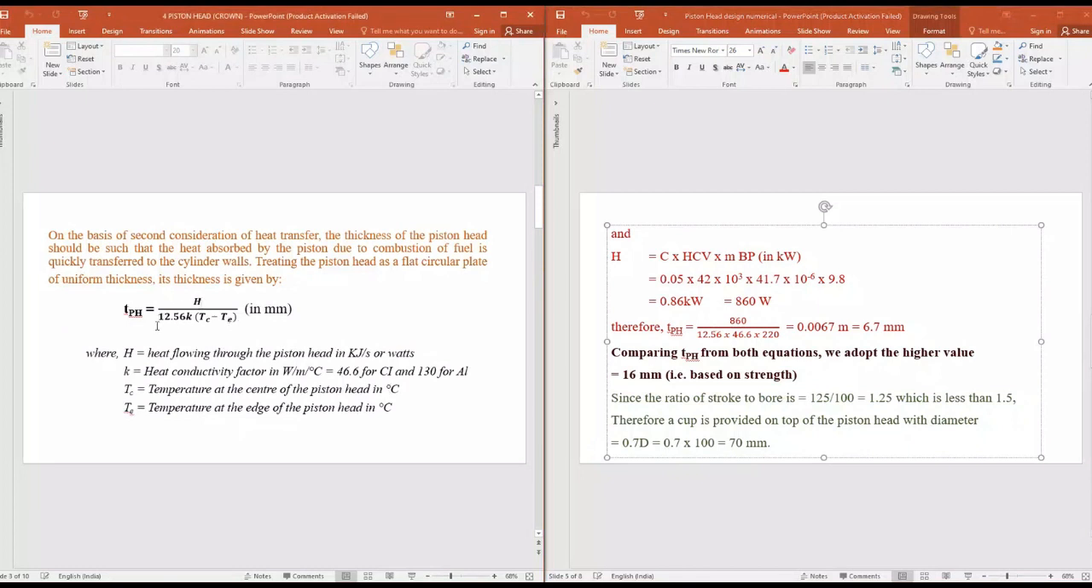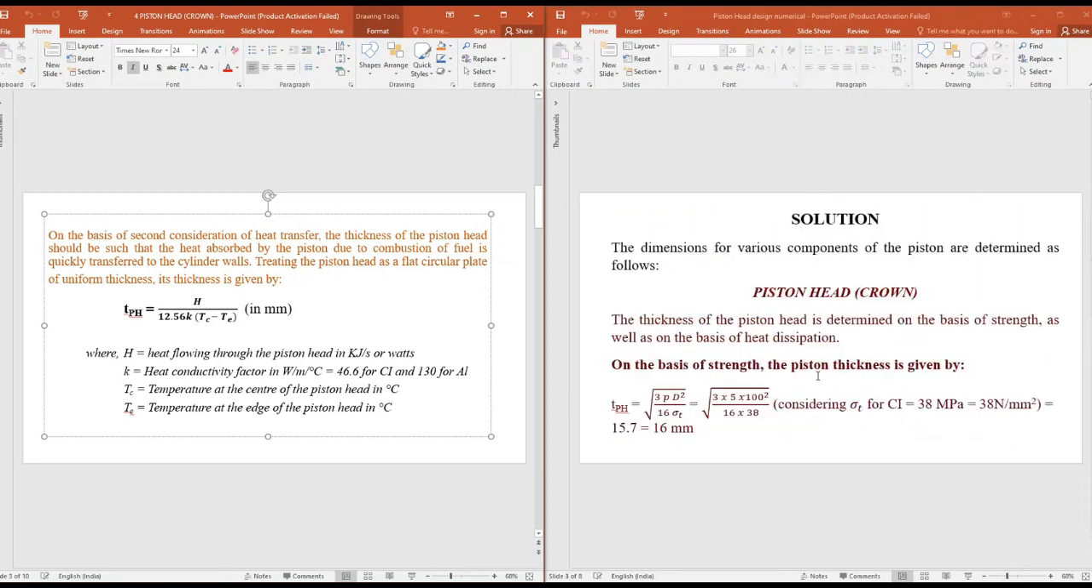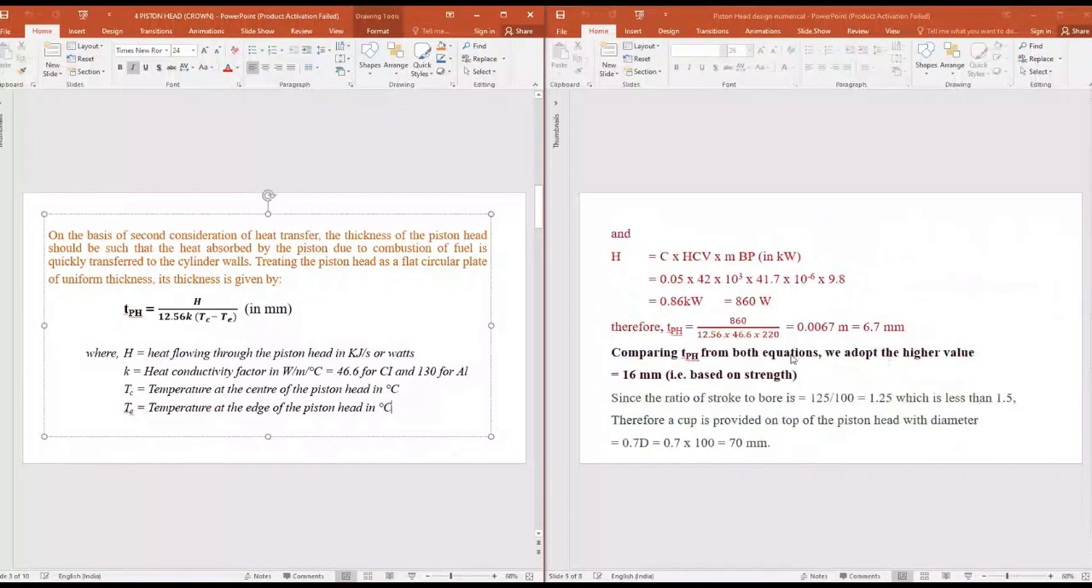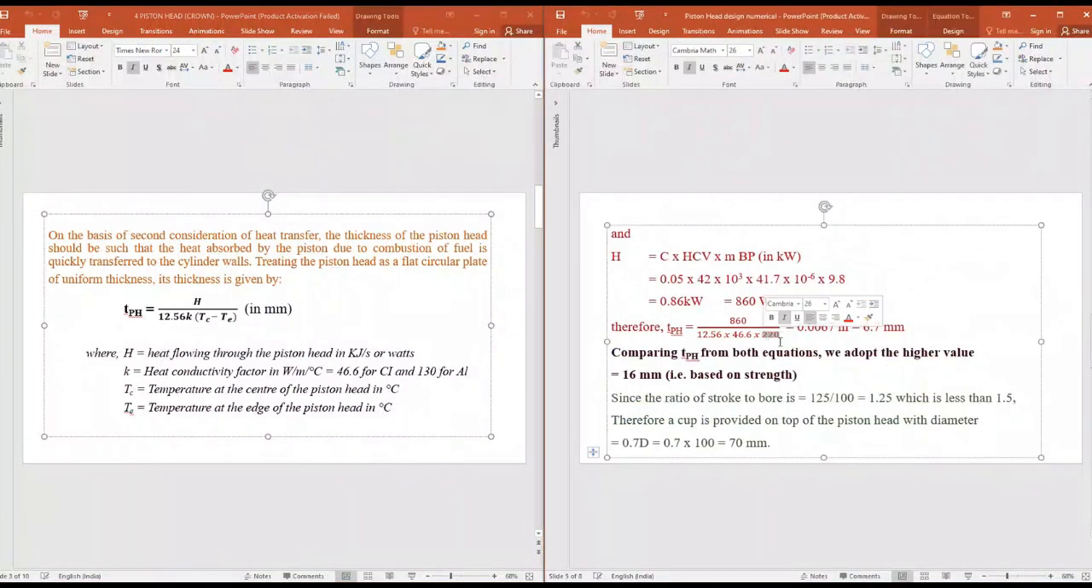H by this much. We have H, 860 divided by 12.56 into 46.6. This is 46.6 for CI. K, TC minus TE, 220, the difference in the temperature. This is also given, or you can assume this. In the question, it is not given. Okay, so this data has to be assumed. This 220.